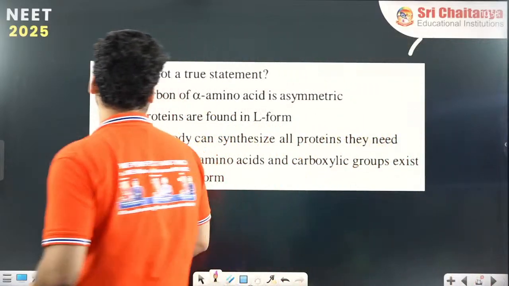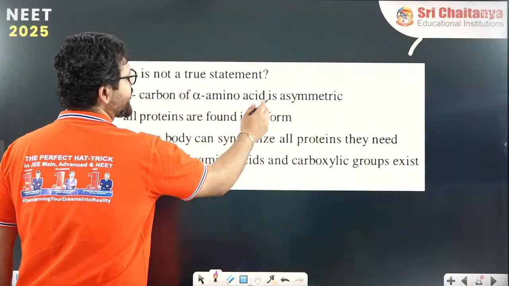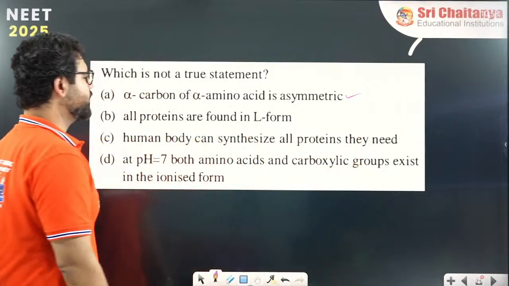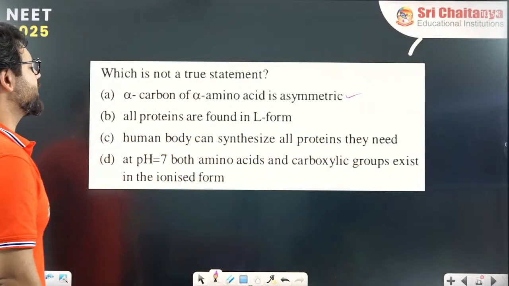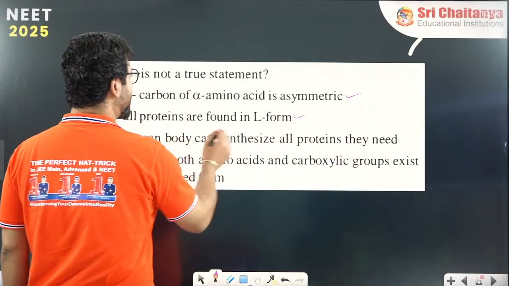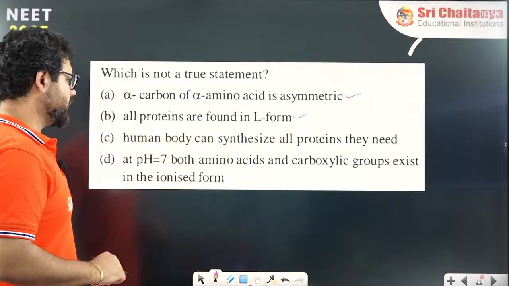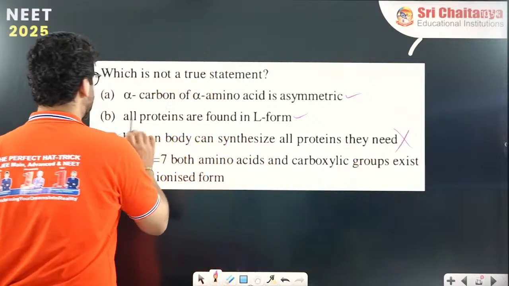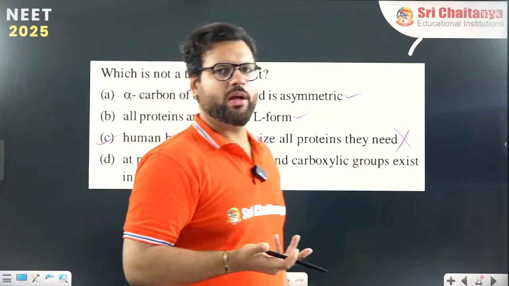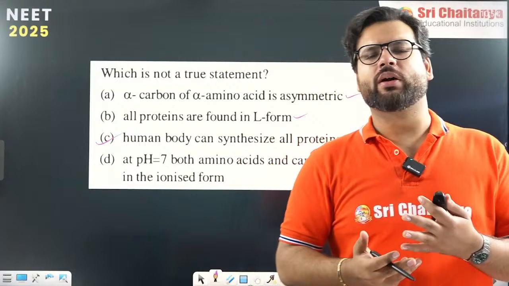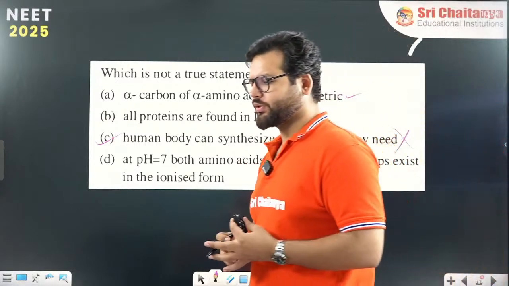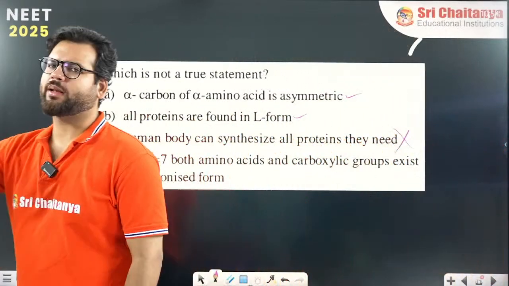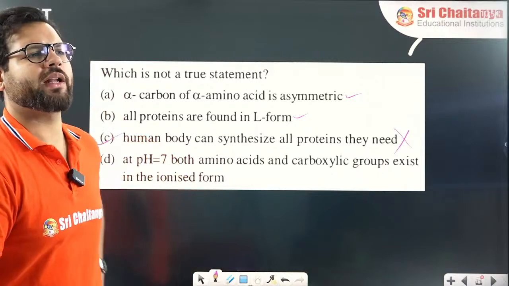Which is not a true statement. Alpha carbon of amino acid is asymmetric. It is correct only. All proteins are found in L form. That is also correct. All amino acids should come here. Human body can synthesize all proteins. No. That's why we need to eat protein from outside. Our body cannot prepare the essential amino acids. Non-essential it can prepare. Essential ones have to be taken from the diet.